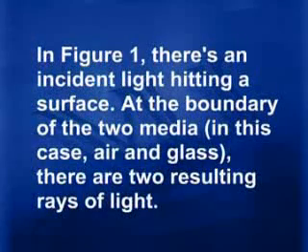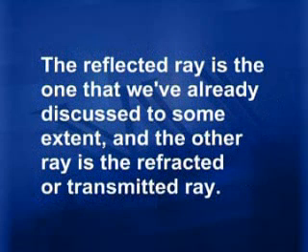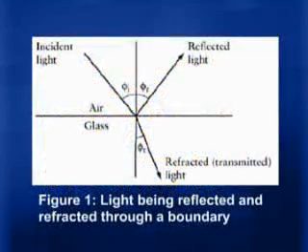In the first figure, there is an incident light hitting a surface. At the boundary of the two media, which are in this case air and glass, there are two resulting rays of light. The reflected ray is the one that we have already discussed to some extent, and the other ray in this case is the refracted or transmitted ray. Take a look at this illustration.